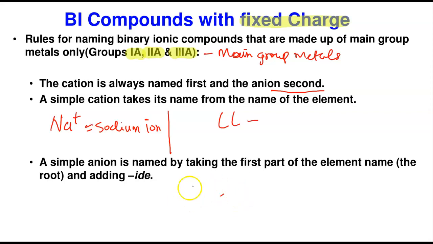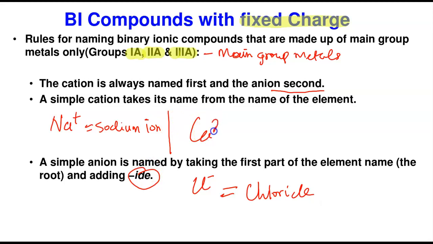So if you want to name the anions, like the chloride ion, how do we name it? We're going to name it this way. Let me take this off. We're going to say this is chloride. We're going to put the IDE on it. Again, if we have calcium ion, we're going to say this is calcium. So this is calcium ion. The name is just what you say.